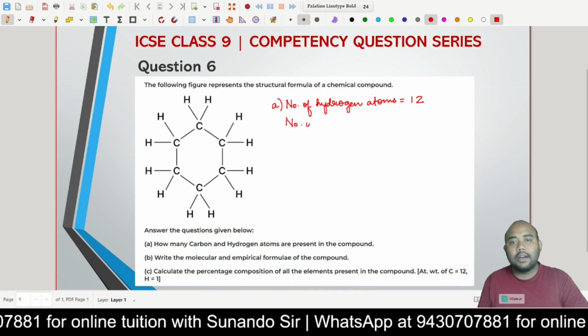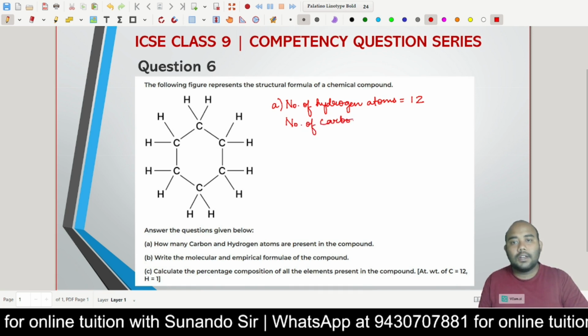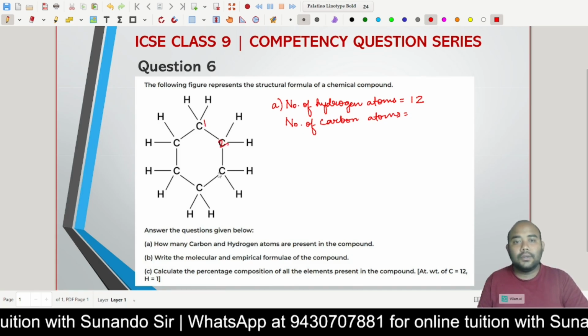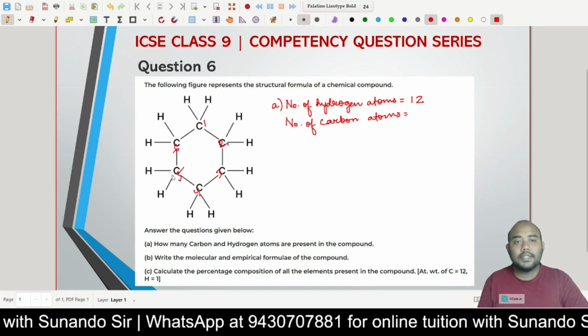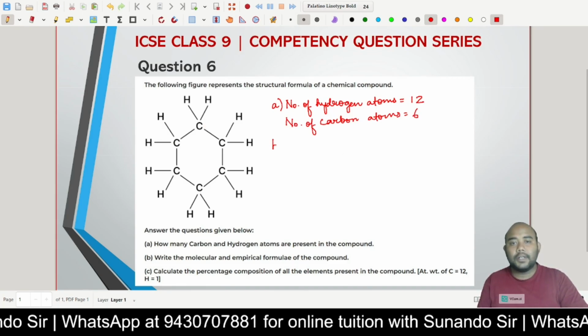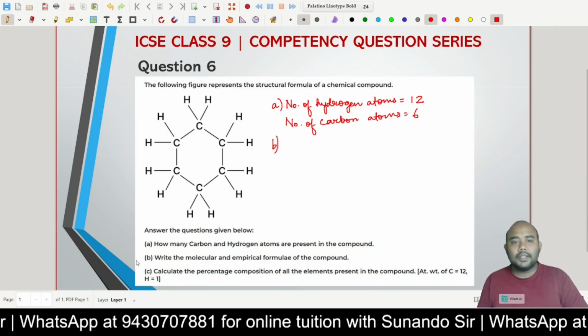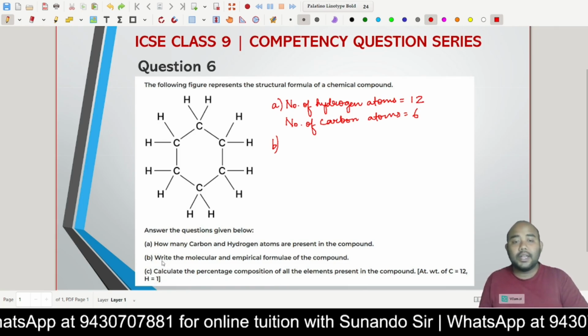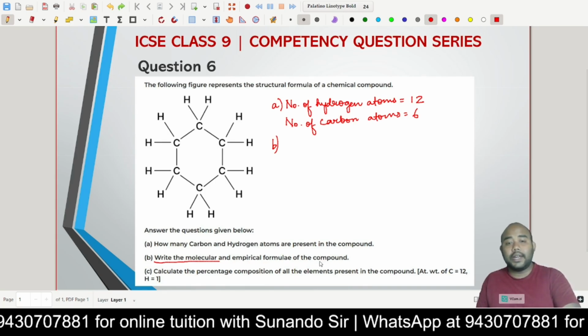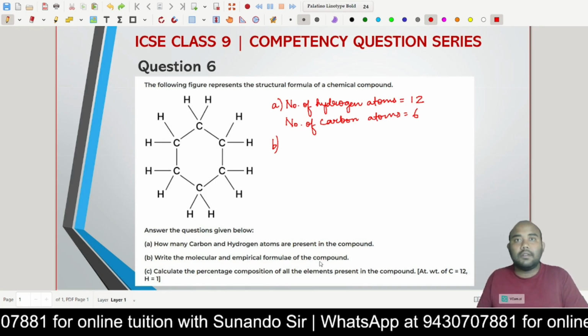Similarly, now we will count the number of carbon atoms. So let us count 1, 2, 3, 4, 5 and 6. Very simple. The first part was very simple. Let's see what is the second part. It is again simple, don't worry. Write the molecular formula and the empirical formula of the compound.